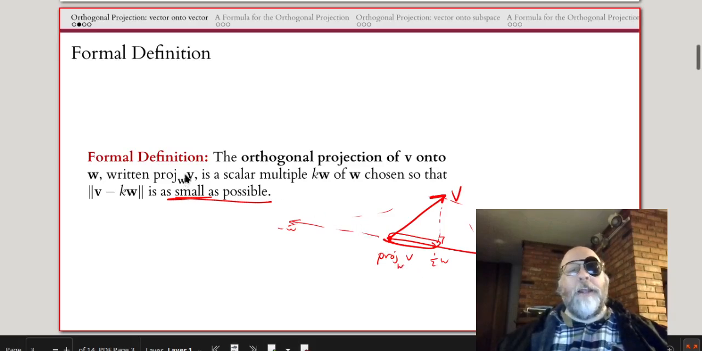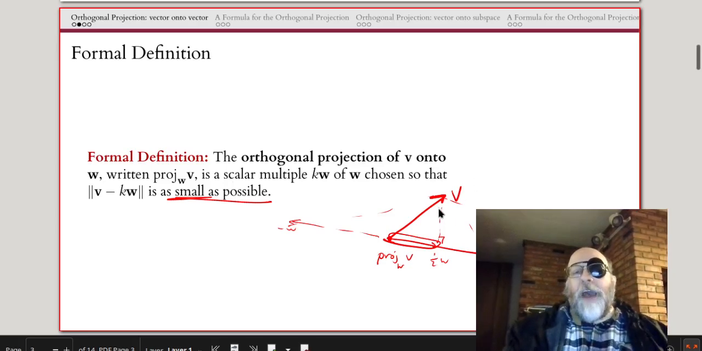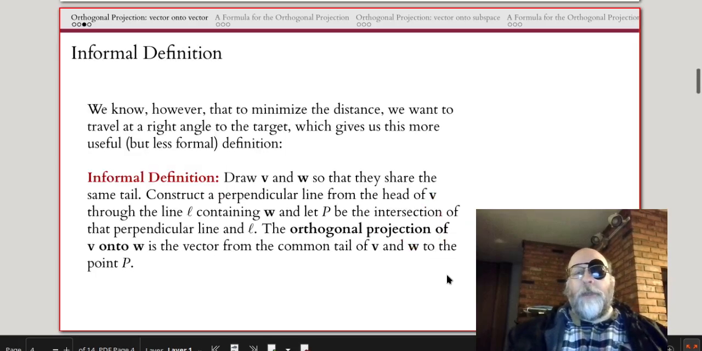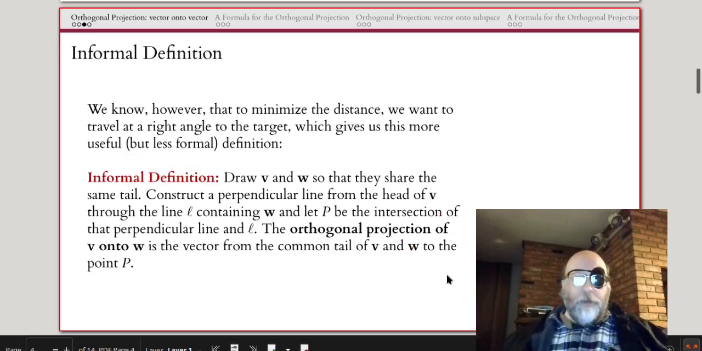And that's how we write it. It's the projection, with V on the same line, and then a little W, the thing that we're projecting onto, is underneath them. But using the fact that this is going to be a perpendicular line segment and this forms a right triangle, this gives us an informal definition that's much more useful.